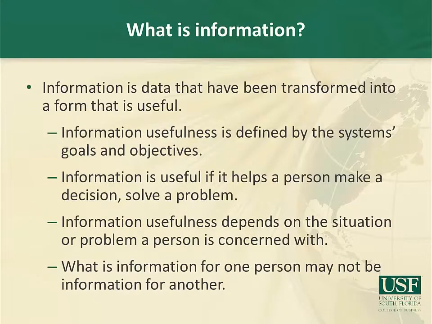What is information? Information is data that have been transformed into a form that is useful to somebody. Now recall, information usefulness is defined by the system's goals and objectives. We do not know if the data has become useful unless we know what is the purpose of the system. What is the purpose the users want to put this information to? Information is useful if it helps a person, a user, make a decision, solve a problem. Again, that defines to a large extent our goals and objectives. Information usefulness depends on the situation or the problem a person is concerned with. And what is information for one person may not be information for another person. Financial statements may be informative for stakeholders, but not so informative to managers.